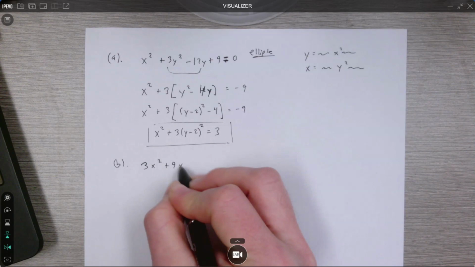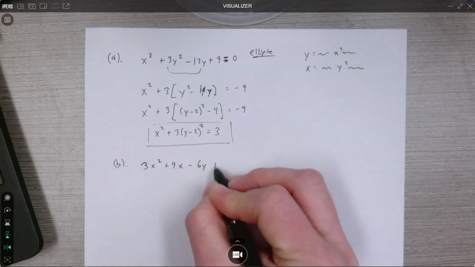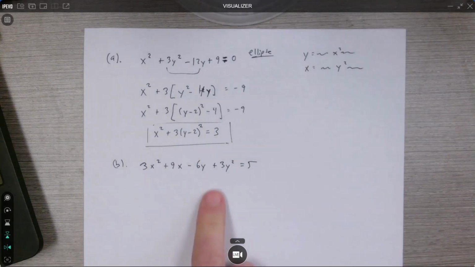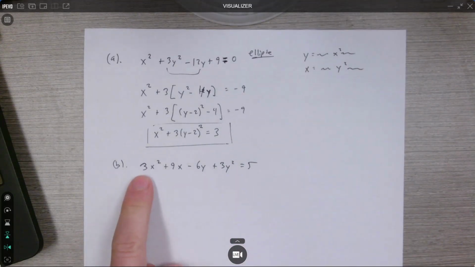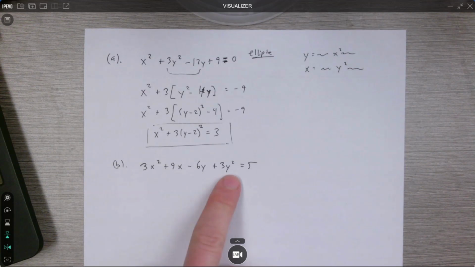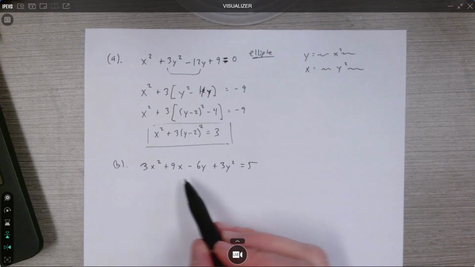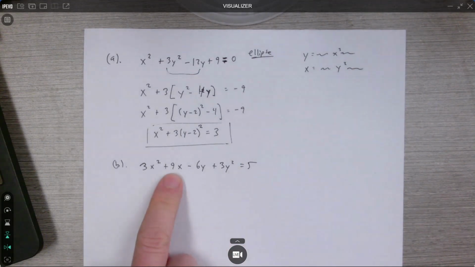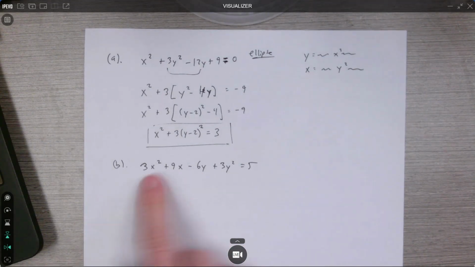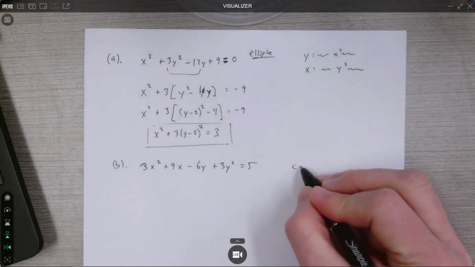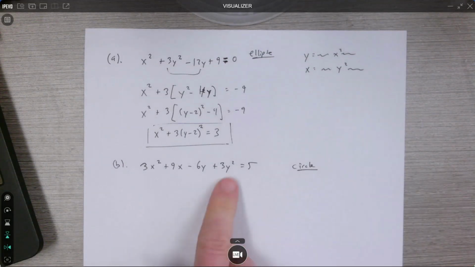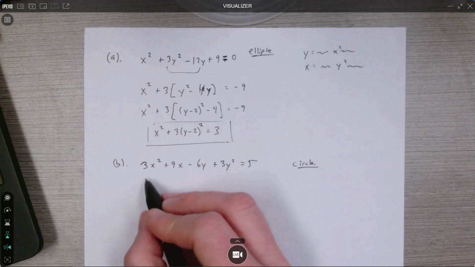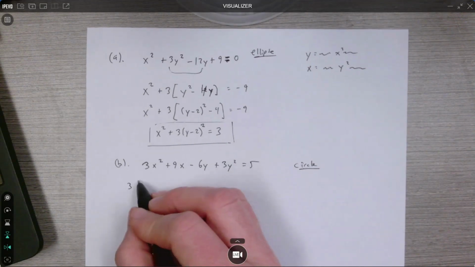3x squared plus 9x minus 6y plus 3y squared equals 5. So here I'm seeing the same scale factor for x squared and y squared. And you might wonder, it's not the same coefficient on the x and the y's. Does that make any difference? But I'm going to guess that this is a circle based on the x squared and the y squared terms. So let's try and complete the square and see what it looks like here.